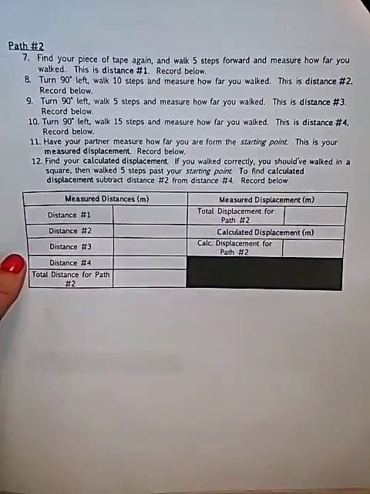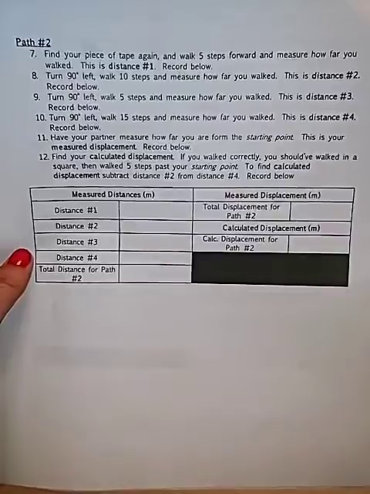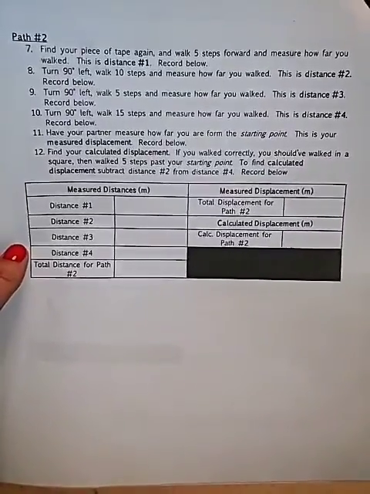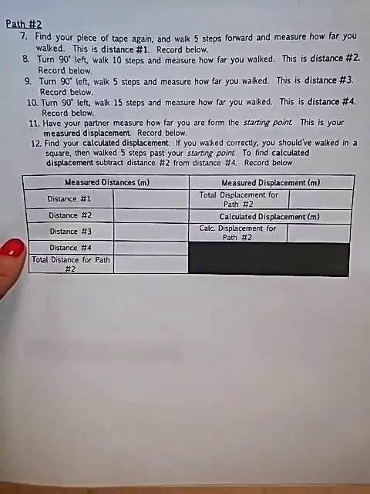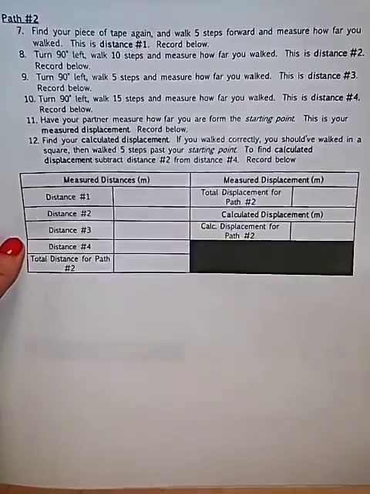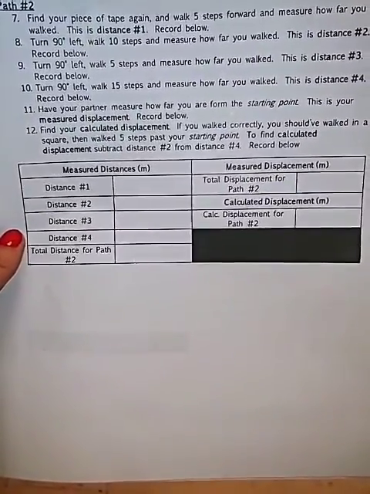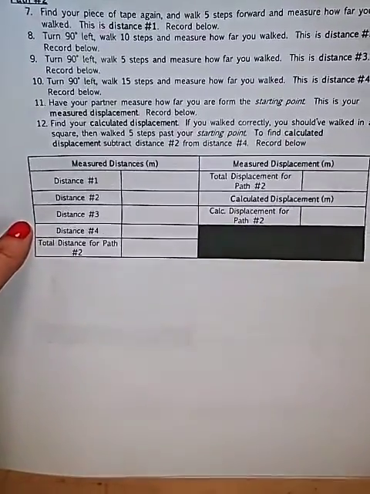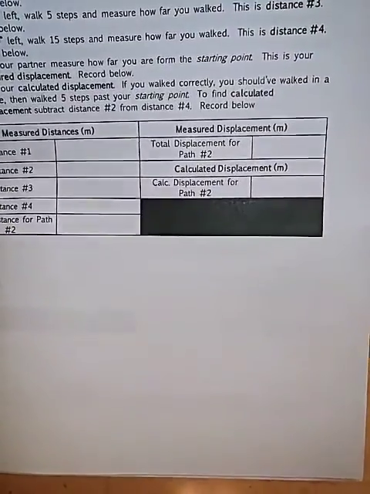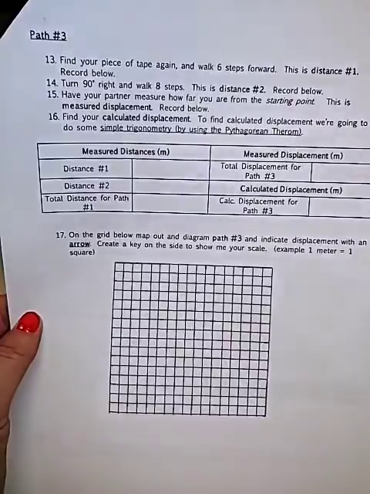Last part, number 12, find your calculated displacement. If you walked correctly, you should have walked in a square, then walked 5 steps past your starting point. To find the calculated displacement, subtract distance number 2 from distance number 4. Record this measurement in the calculated displacement for path number 2.